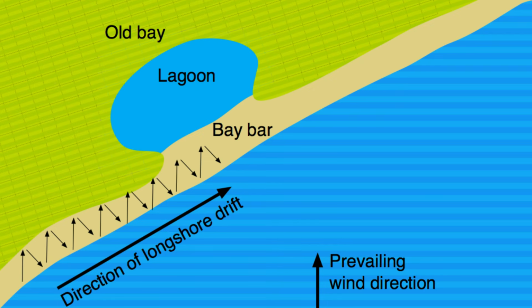Next up, we have a bar, Slapton Ley. This happens when a spit grows across a bay, joining two headlands together. It traps the water behind it, creating a lagoon. So if you look at Slapton Ley in Devon, the bar has completely cut off the bay from the sea.